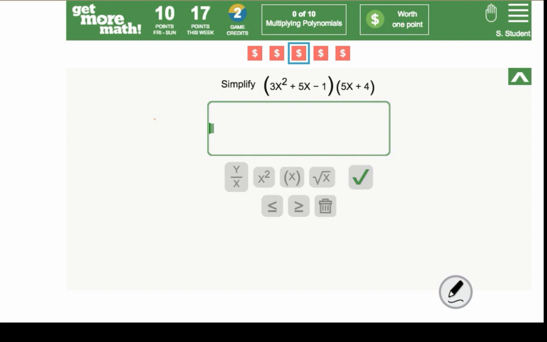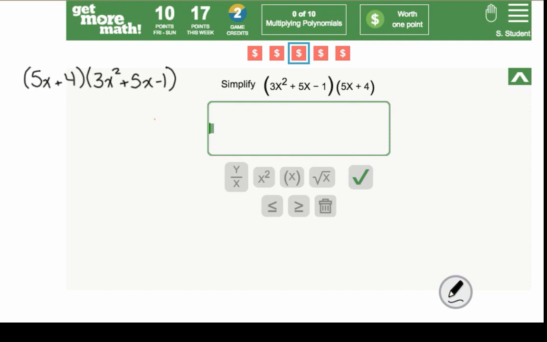As well. So this is the first method. I'm going to rewrite this with the binomial in the front. We're allowed to do that because multiplication is commutative, so we can change the order. I just think it's easier with the binomial in the front. Remember, we're going to double distribute here.